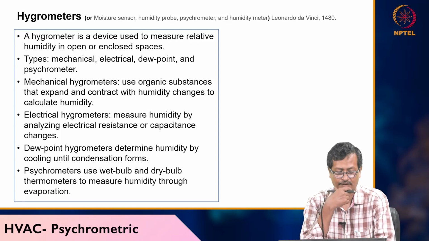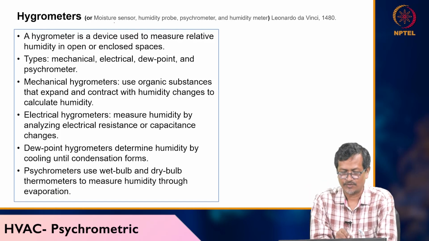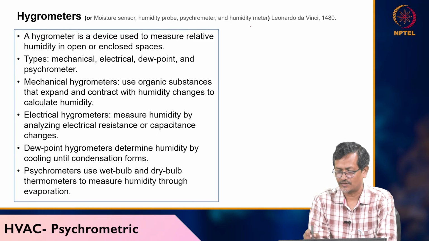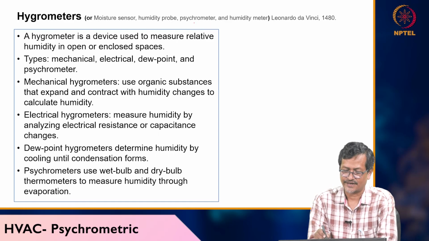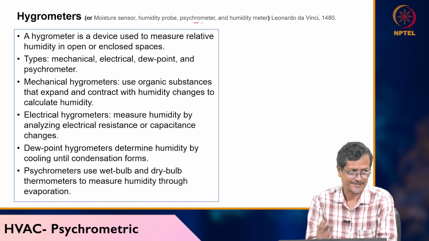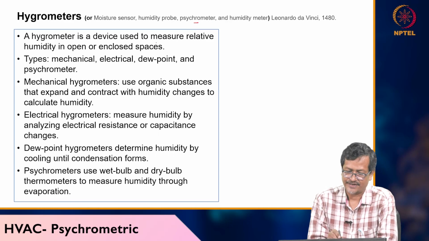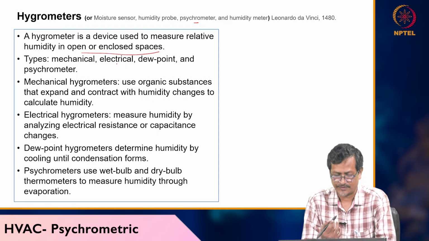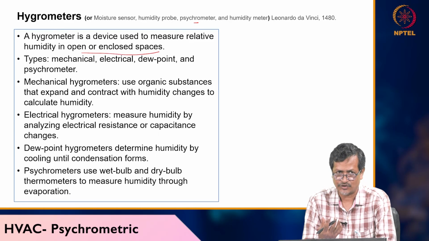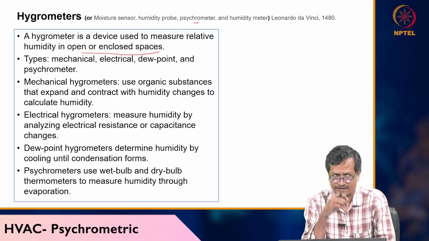Now I have moisture in air. How to measure? There is the hygrometer. Sometimes they call it a moisture sensor, humidity probe, psychrometer, or humidity meter. Here you should remember the spelling: not psycho, it is psychro, R is there. A hygrometer is a device used to measure relative humidity in an open or enclosed space. Mechanical, electrical, and many other types of hygrometers have been developed so that people can measure specific humidity. Once you know the relative humidity and specific humidity, accordingly you can design your air conditioner.